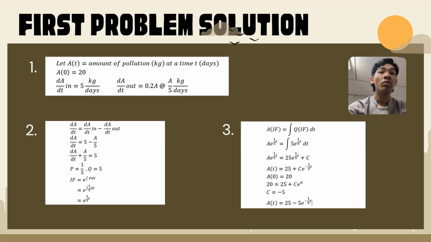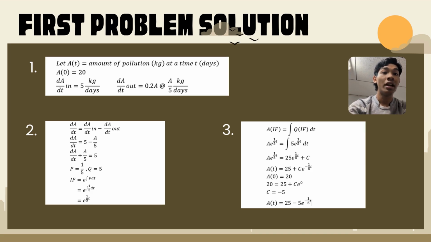After that, we need to find the integrating factor, which is equal to exponential power of integral of P dt. So we must substitute the value of P, which is 1 over 5, into the integration. So it will be exponential power of integral of 1 over 5 dt, and we will get the integrating factor, which is exponential power of 1 over 5 t.